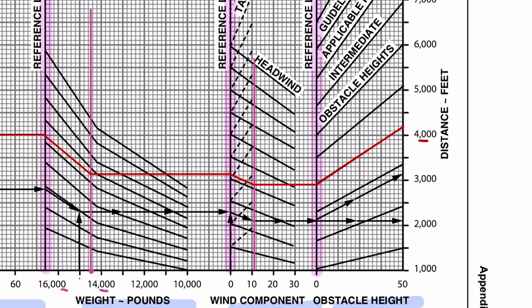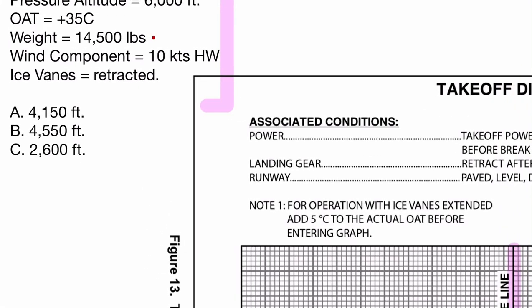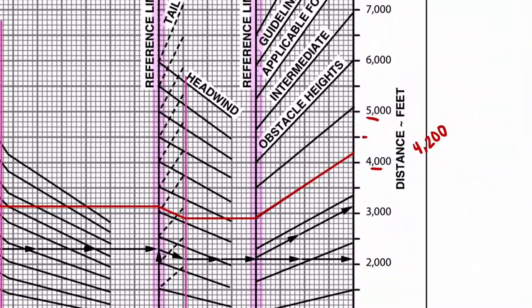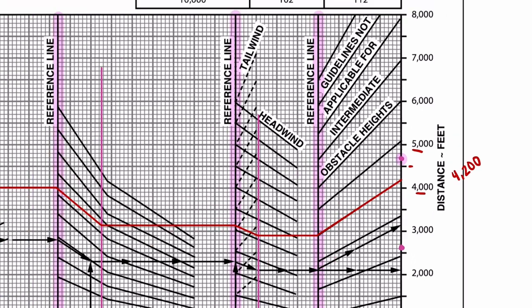We can see that we're at 4,000. This is probably 4,500 and then 5,000. So I'm going to say, without looking at my answers, that I'm somewhere around maybe 4,200-ish. And then as we look over at our answers, we know that the correct answer is 4,150. And as always, you can mark your answer choices on the other side of the graph if you're confused. So 4,550 would be right about here. And our other answer, 2,600, would be maybe here. So you can see that the closest answer you have is that 4,150 feet.